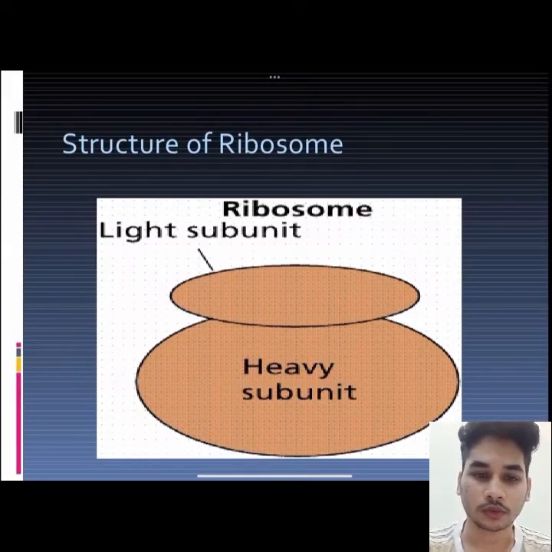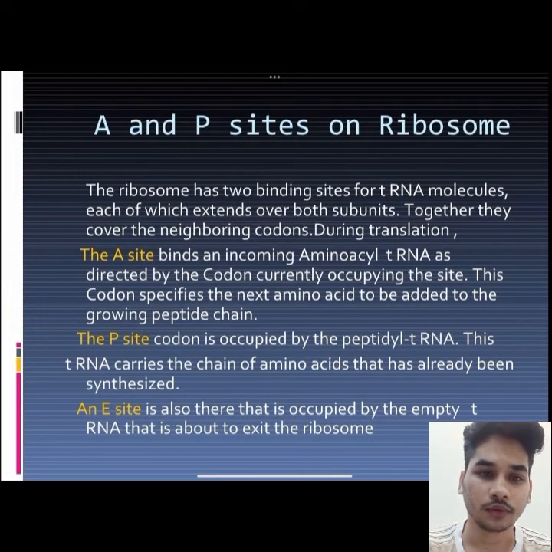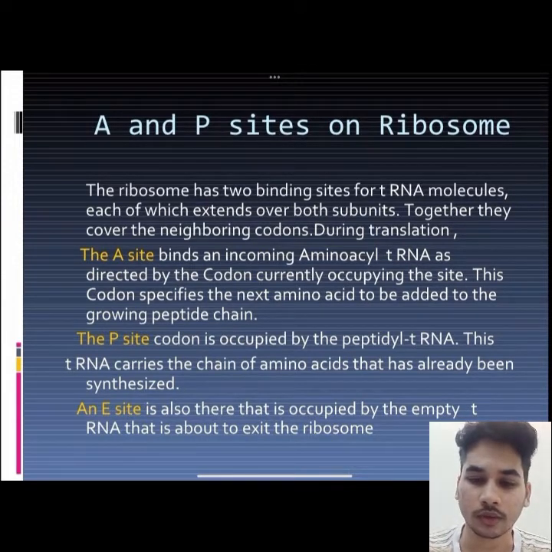So this is the structure of ribosome with light subunit and heavy subunit. A and P sites on ribosome. So the ribosome has two binding sites for tRNA molecules, each of which extends over both subunits. Together they cover the neighboring codons during translation. The A site binds an incoming amino acyl tRNA as directed by the codon currently occupying the site. This codon specifies the next amino acid to be added to the growing peptide chain. So the P site codon is occupied by the peptidyl tRNA. This tRNA carries the chain of amino acids that has already been synthesized. An E site is also there, that is occupied by the empty tRNA that is about to exit the ribosome.